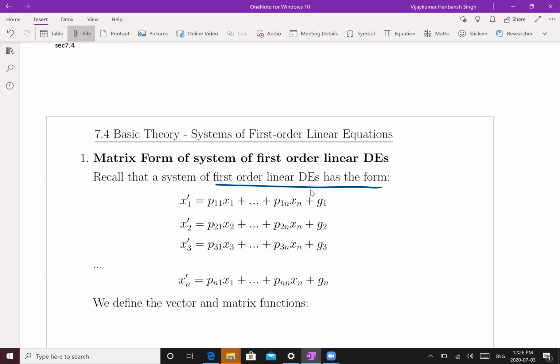So here note that your x's are functions of t, your pij's are also functions of t, for all i and j between 1 to n, and not only that, the gi's are all functions of t.